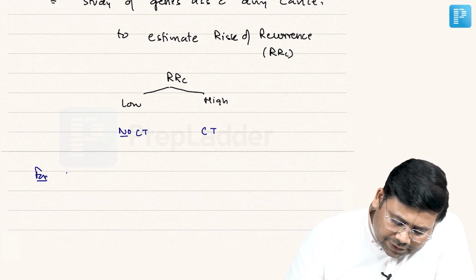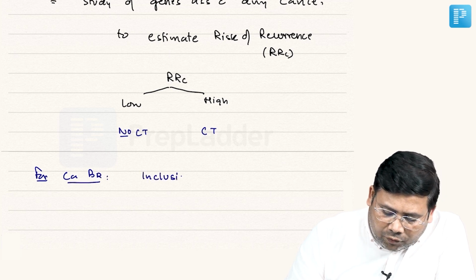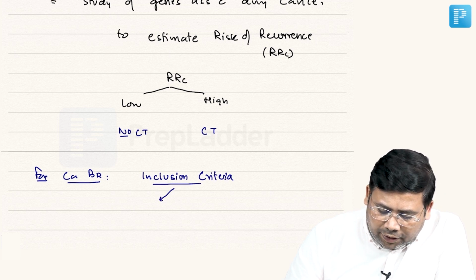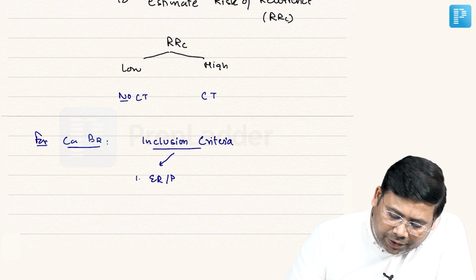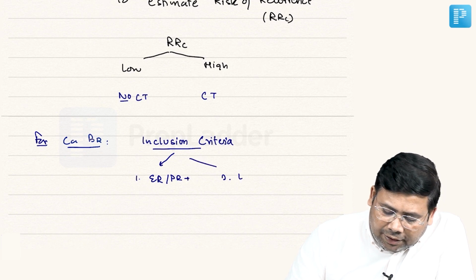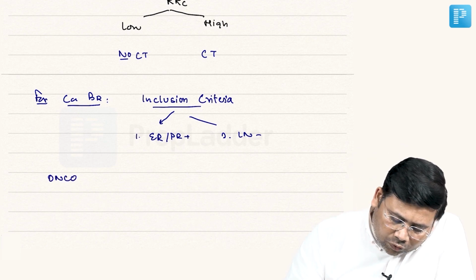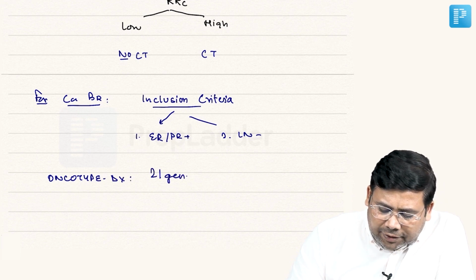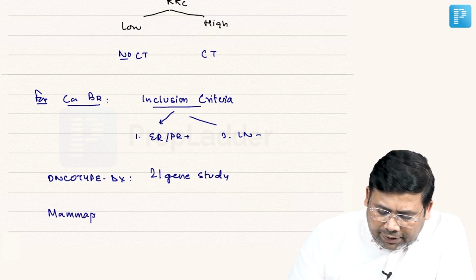So for CA breast, the first very important thing is inclusion criteria. Now what is the concept of inclusion criteria for CA breast? Answer is, they are applicable if the patient is ER positive, ER/PR positive status. The second thing is the lymph nodes should be negative. So a lot of technologies that we have. The first is Oncotype DX, which is very popular, and this is a 21 gene study. Then we have MammaPrint. MammaPrint is again a very important one. This is a 70 gene study.